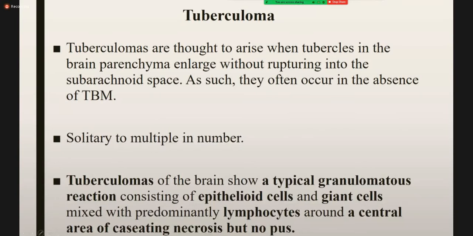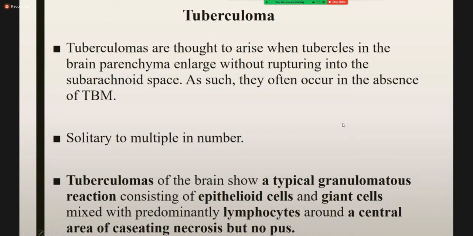Now, another manifestation of severe CNS tuberculosis is tuberculoma. Students, please type your questions in the chat box. At the end of the lecture, I will try to give answers to your questions.